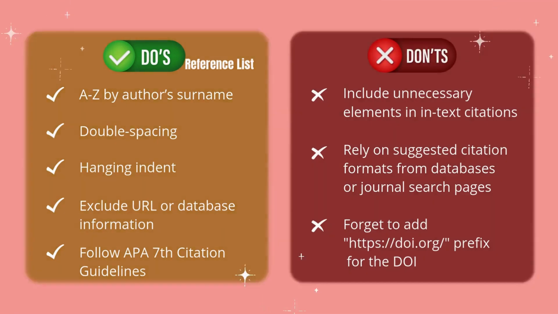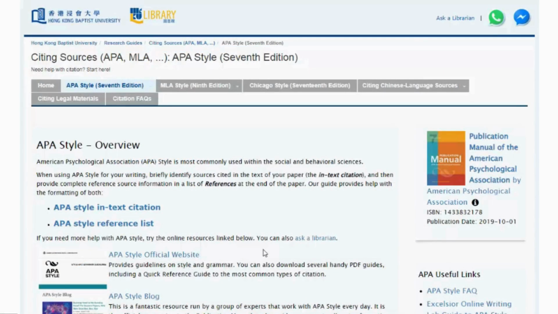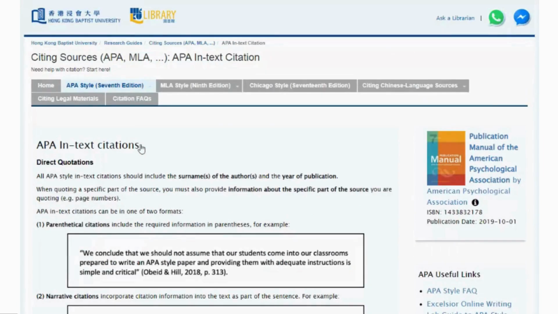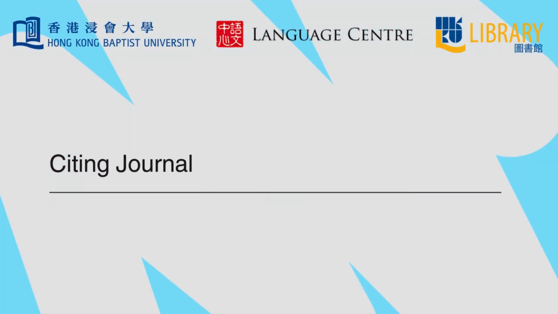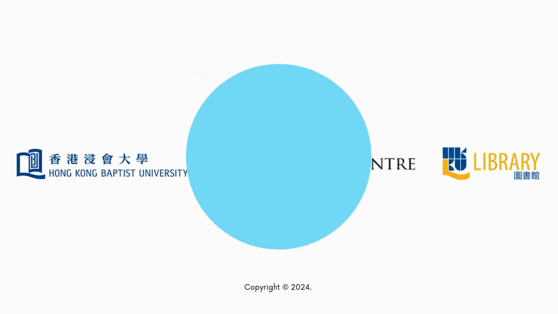You may refer to the APA Style 7th edition library guide from the Hong Kong Baptist University Library for a comprehensive guide that covers the key elements of APA citation. If you have any questions or need further assistance in mastering APA citation format, feel free to seek help from your course instructor and the librarians.